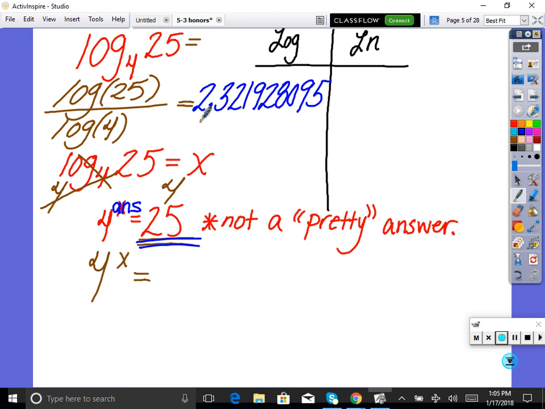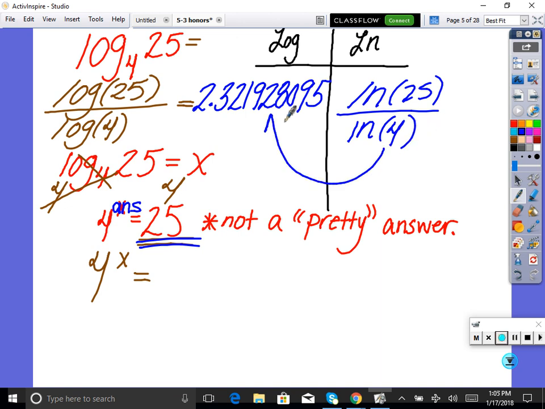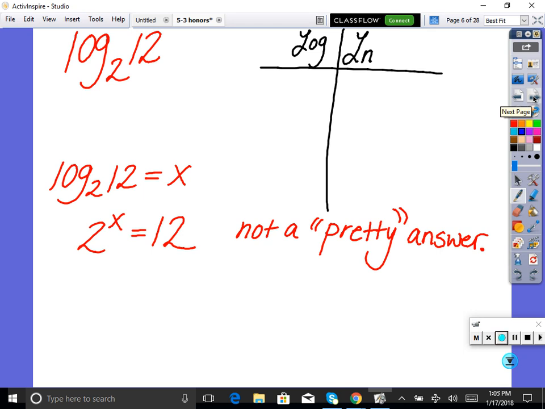Does everybody get it? Now watch, instead of using log, we could have used ln of 25 divided by ln of 4. And if you type that into your calculator, you get the same decimal. It doesn't matter if you use ln's or logs. I just always use logs, but it does not matter. Can you guys do this one? Log of the base 2 of 12. Now notice, if you try to solve by exponential, 12 cannot be written as base 2. Therefore, let's just use the change of base formula. Go. I'm ready.